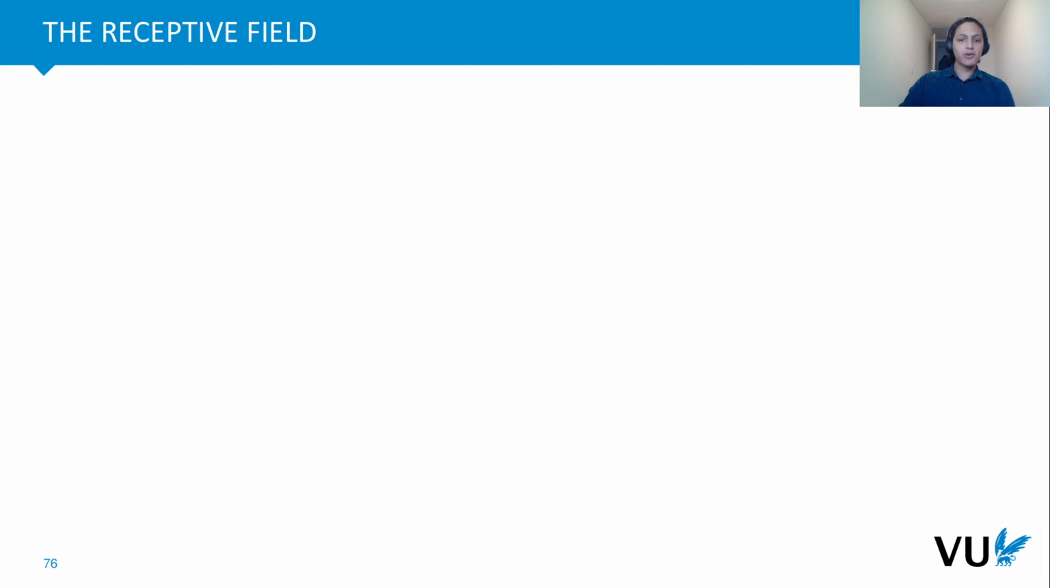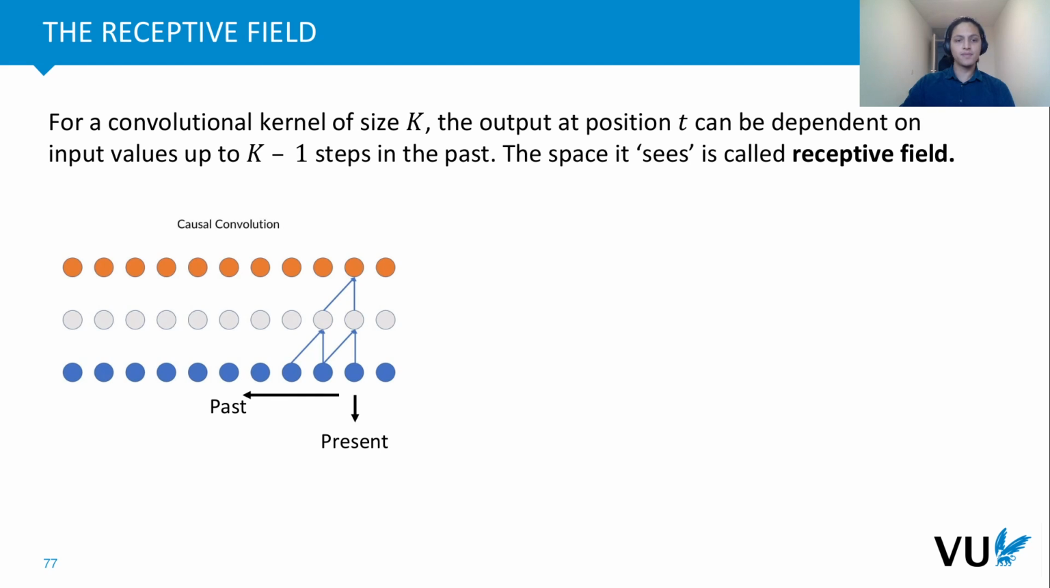So now the following question that arises is regarding the receptive field of the convolution. In particular, the receptive field stands for the elements of the sequence that the convolution is actually able to observe when it is computing the convolutional operation. So if you have a convolutional kernel of size k, you are able to observe k minus 1 steps in the past, and that determines what kind of functions you can model, right?